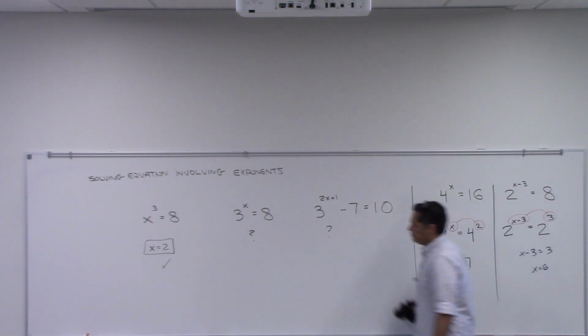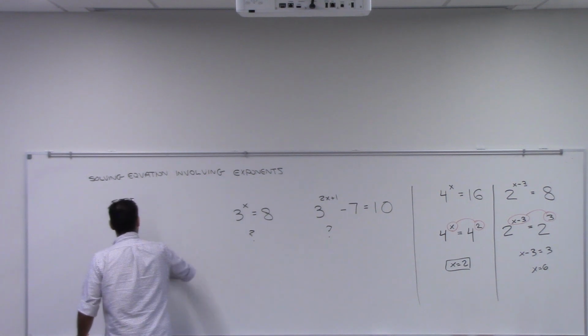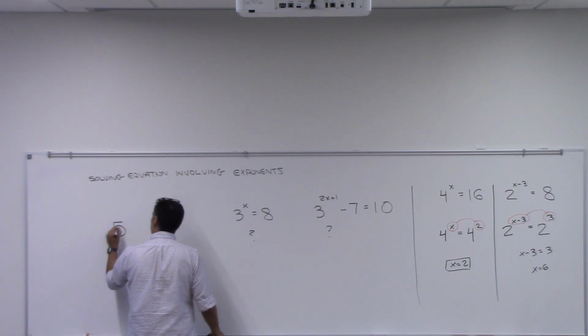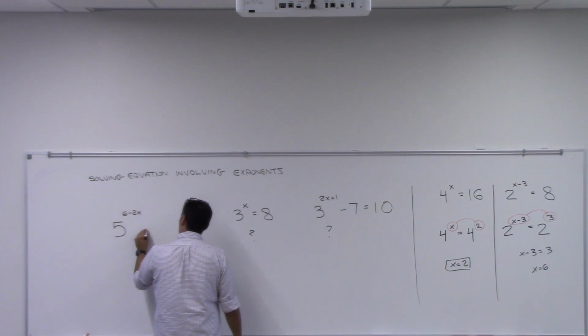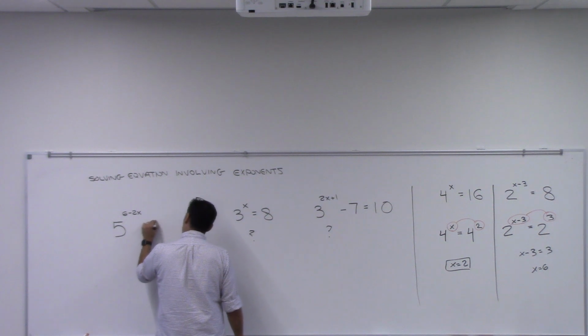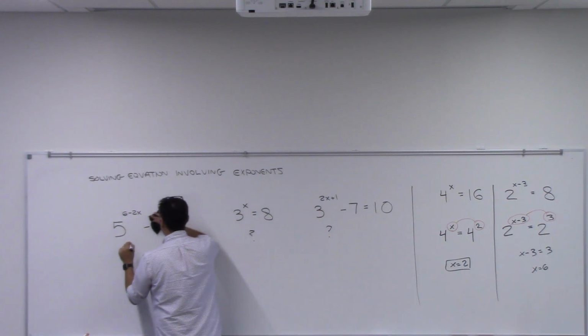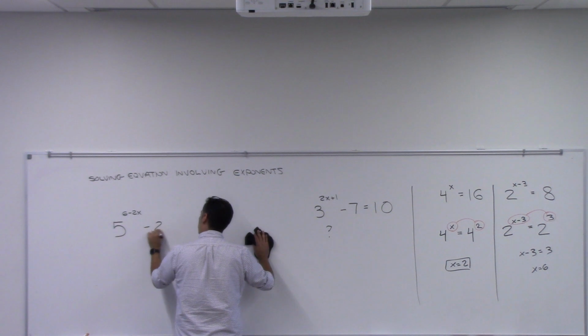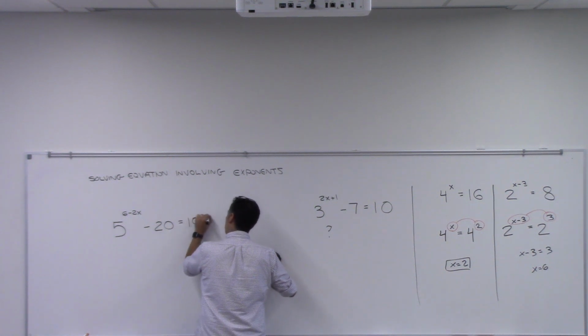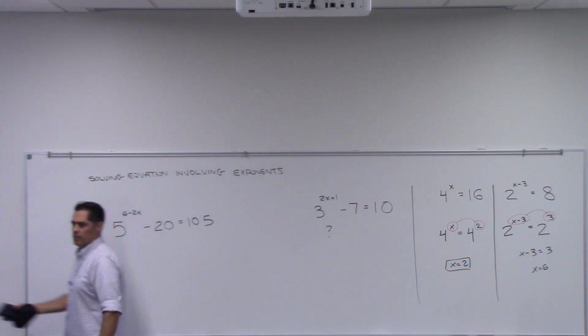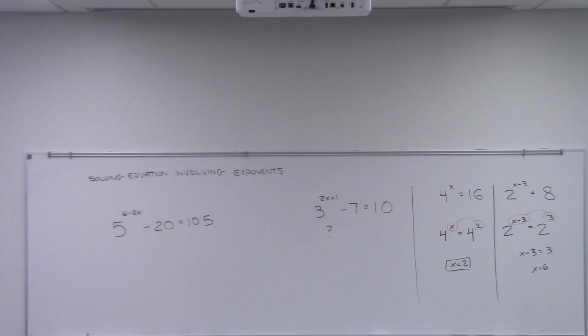I want to give you another one. How about 5 to the 6 minus 2x minus 20 equals 105. Look at that. That looks insane, right? Like, what's x? What's x?